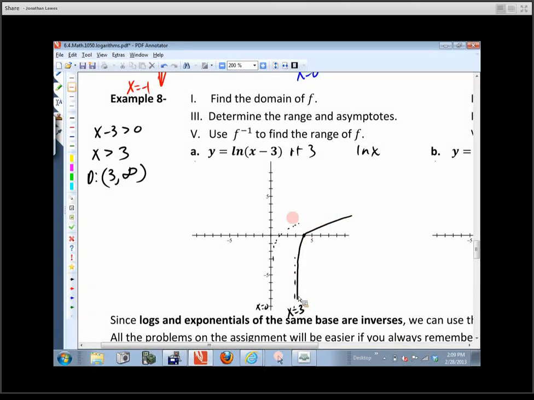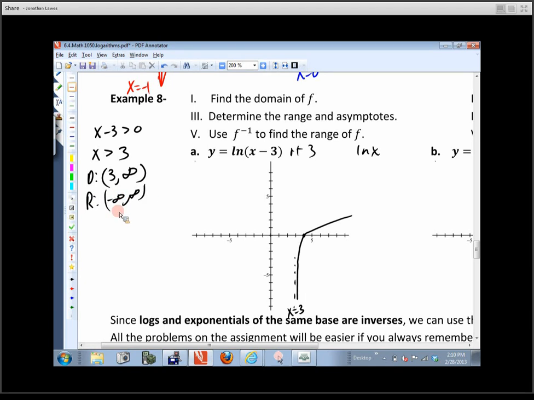Now, did it tell us we had to label anything? Okay, so is that good? Is everybody okay with that? We've done a lot of labeling so far. Does it look like the domain is from 3 to infinity? Yes, it does. Okay, what about the range? Negative infinity to infinity. Good there?